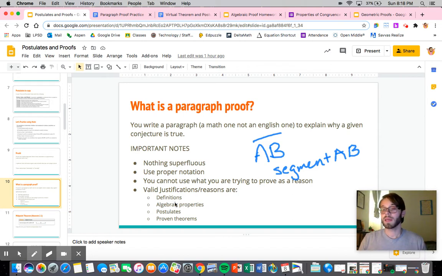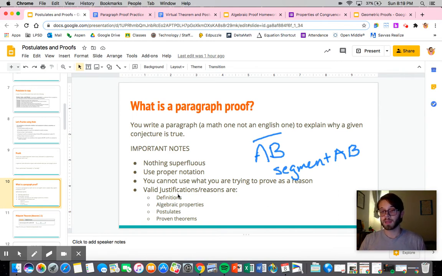And the final thing is, what is actually a valid reason or justification? So as before, we were saying we can make any statement, but we need to have a justification for it, which would be called a reason. And some things you can use would be definitions. If you have an algebraic property, we're going to spend a lot of time on the algebraic property, so don't worry. Postulates. So postulates are just accepted as true in the field of geometry. So you can just use those. And then you can also use a theorem if it has been proven.